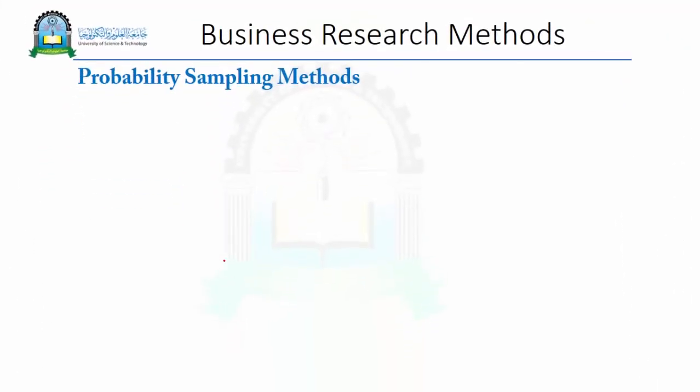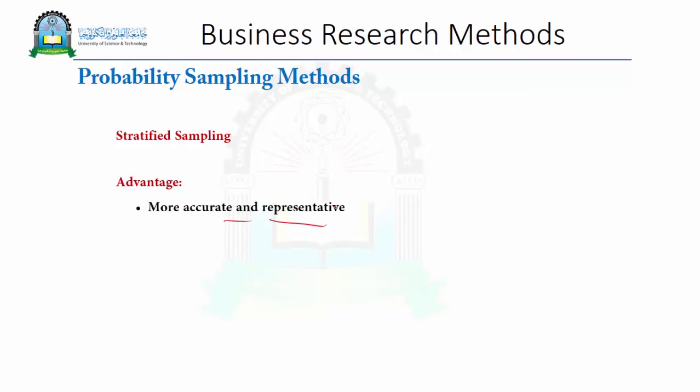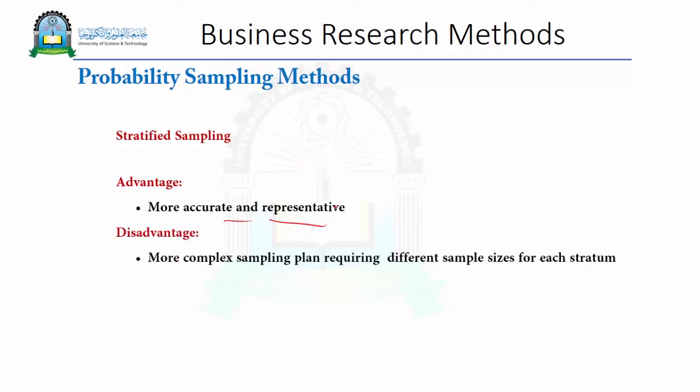The advantage of stratified sampling, a probability sampling method, is that it is more accurate and representative, because you need to draw from every single heterogeneous group. The disadvantage is a more complex sampling plan, requiring a different sample size for each stratum.